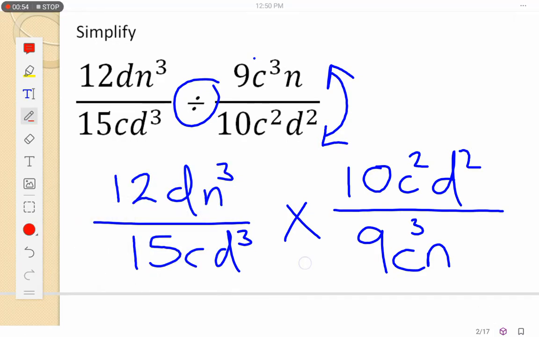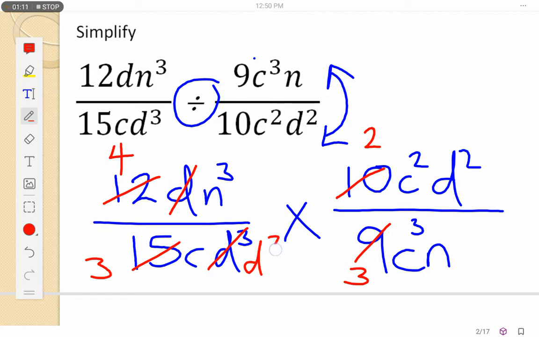I can simplify 3 into 9, 3, 3 into 12, 4, 5 into 10, 2, 5 into 15, 3. Okay, what else can I cancel? This d can cancel off with two d's here, so I'll remain with d squared, and d squared here can cancel with this d squared. N here can cancel off with n here and remain with n squared.